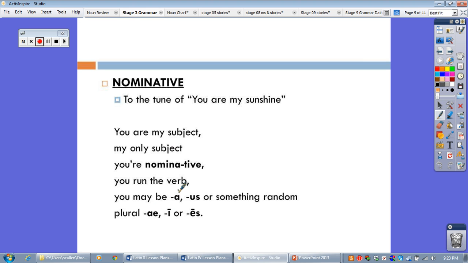And again, that a is first declension, us second. Something random would be third declension. Those are all singular. And the plural forms a, e, first declension, I, second, and es would be third.